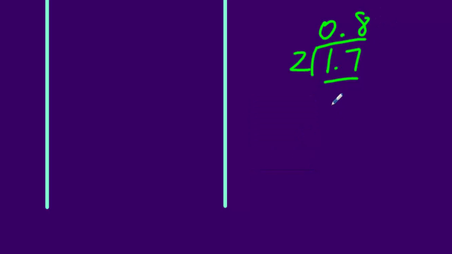Now I can go ahead and divide that 17 by 2. That's going to give me 8 in each group. And 8 times 2, of course, is 16. And I'm going to subtract. So I should have 1 left over. And if I do that, I could also show it on here.